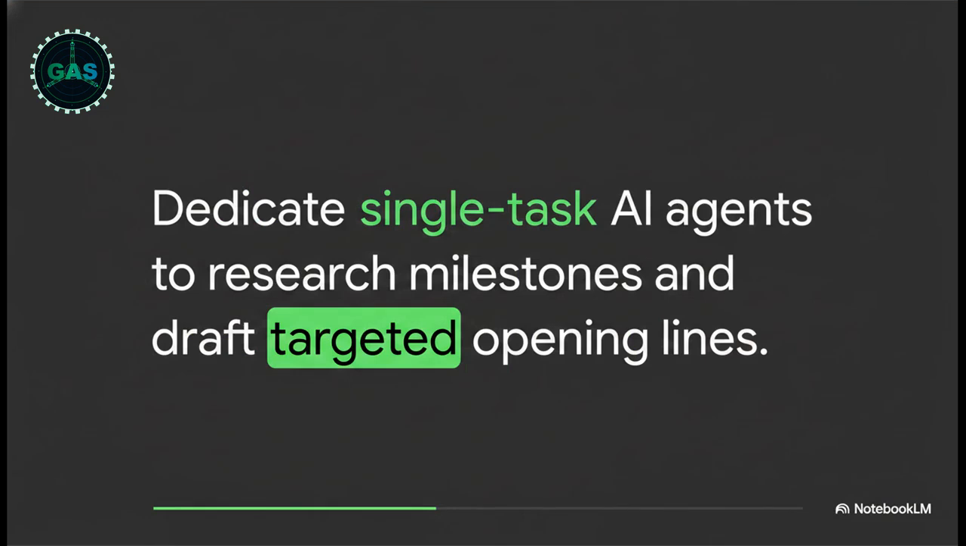Operationally speaking, you need to treat AI like a highly focused intern. You dedicate single-task AI agents specifically to research milestones. Imagine one agent whose sole job, literally its only purpose, is to scrape a prospect's LinkedIn or company website, pull out a verifiable fact like a recent award or a speaking gig, and then draft a single, perfectly targeted opening line to inject into that deterministic template we just talked about.